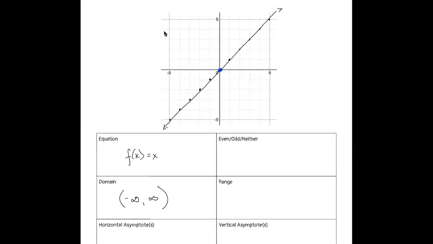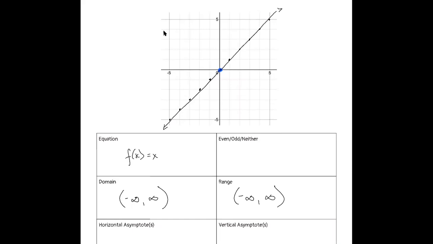All right, what about the range? What kind of numbers can come out? If we put in a number, can we get a positive number out? Yes. Can we get a negative number out? Yes. Can we get 0 out? Yes. And we could get fractions out, right? If we put 1/2 in, we're going to get 1/2 right back out. So since the answer to all of those was yes, we can say that our range is also negative infinity to positive infinity.